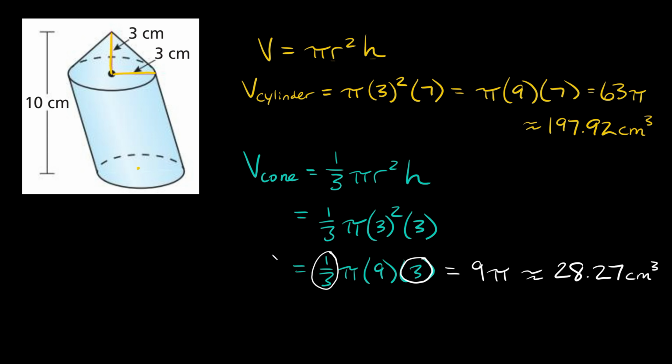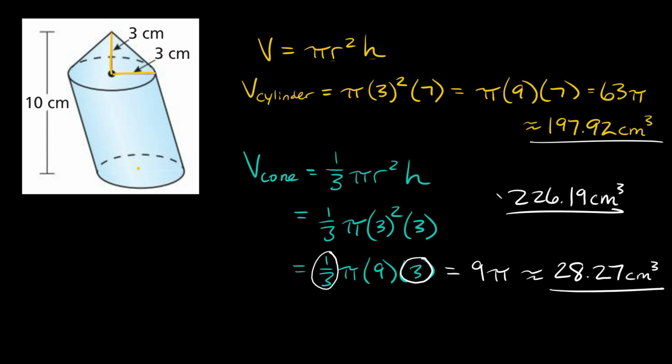Now, in order to find the total volume, we just have to add up our two numbers, right? 197.92 plus 28.27. So if you add those two up, you'll get that this is equal to approximately 226.19, and our units, again, are centimeters cubed, all right? So that's the total volume right there. Boom. All right, here's the last example we're going to go over.